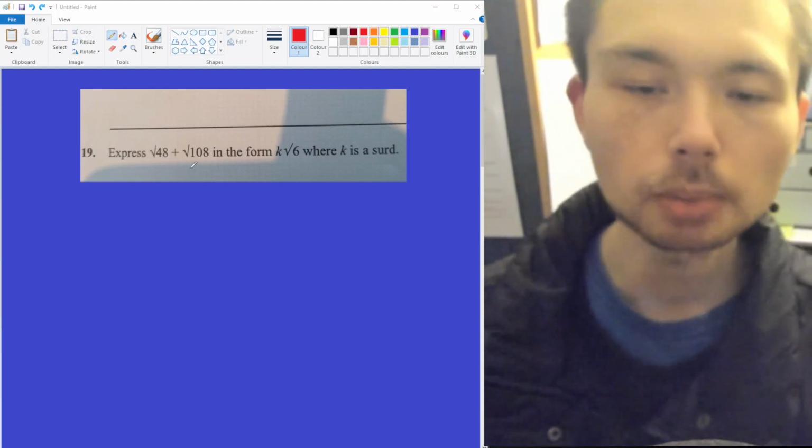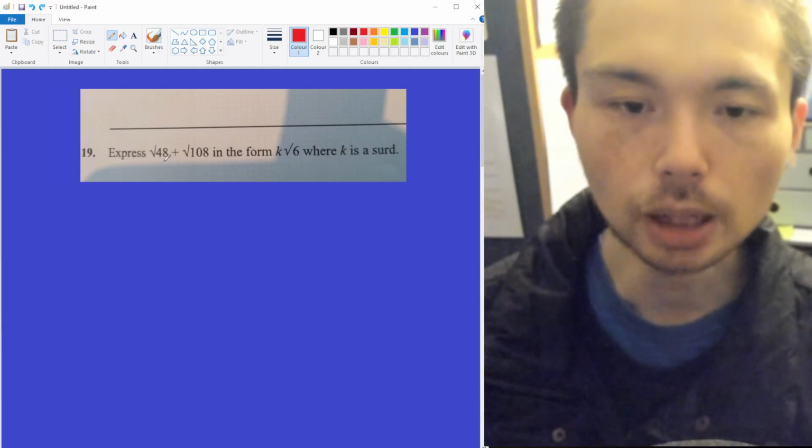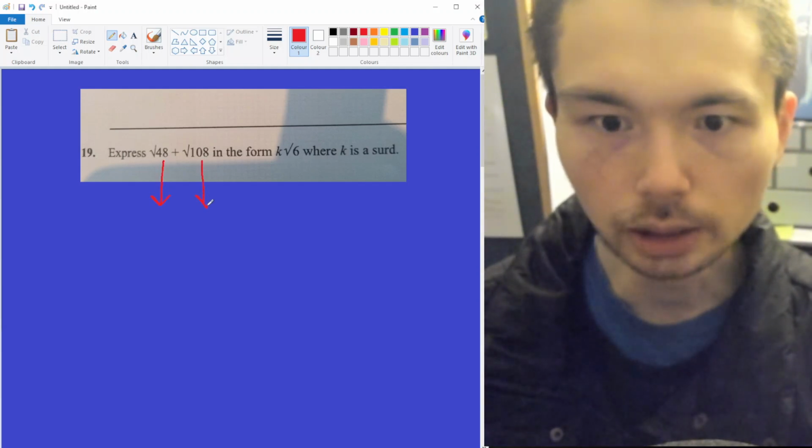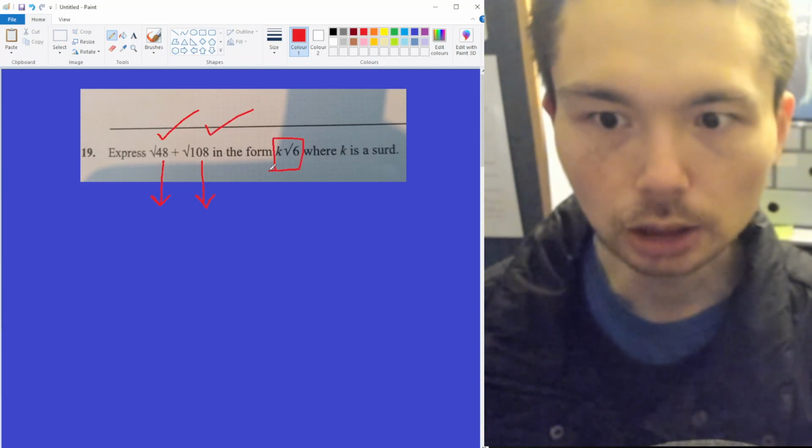Express root 48 plus root 108 in the form k root 6. We need to split up each of them into a square number. That is the strategy when we do surd questions. We must choose a square number.